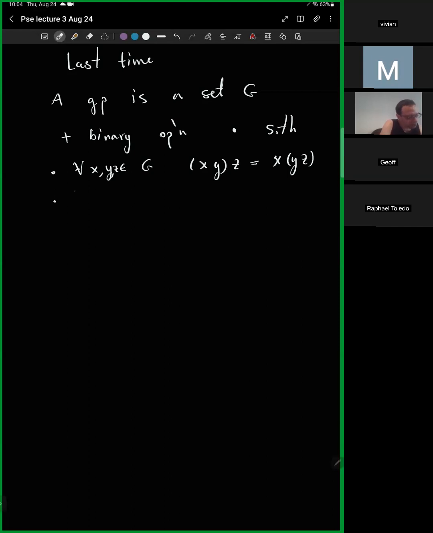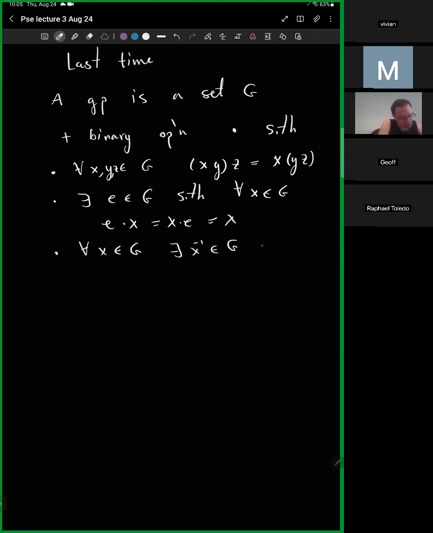There exists a specified element E, which we call the neutral element, such that for any x in G, Ex equals xE equals x, and for any x in G, there exists an element x minus 1 in G, such that x times x minus 1 is equal to E, but also on the other side, x minus 1 times x is also equal to E.